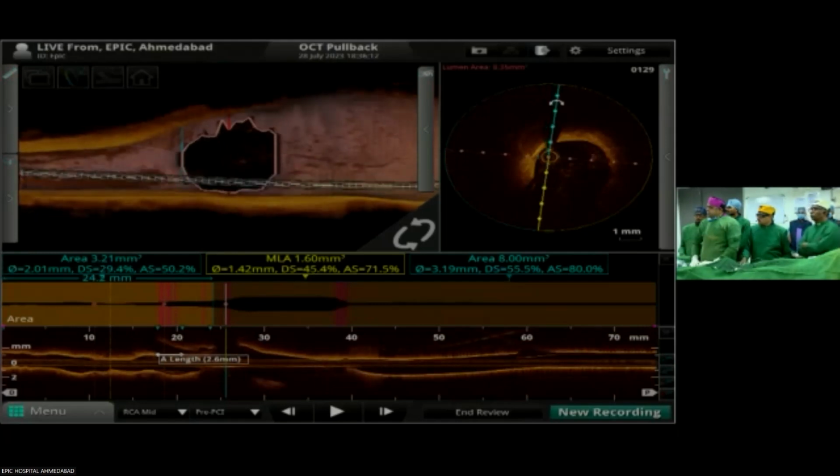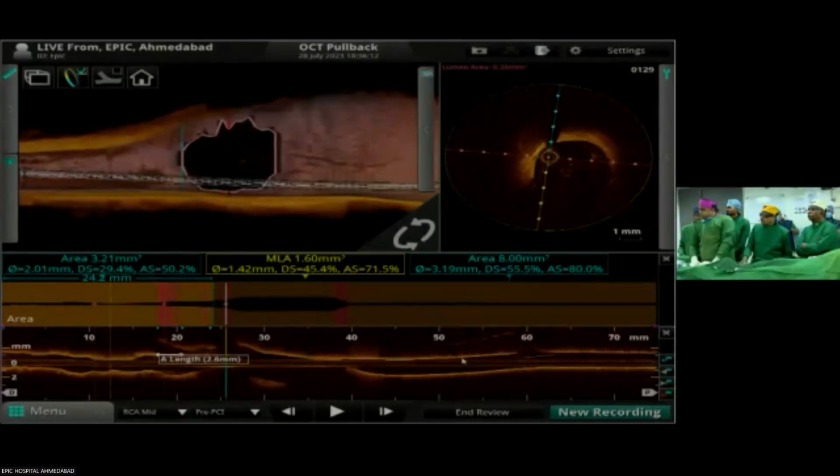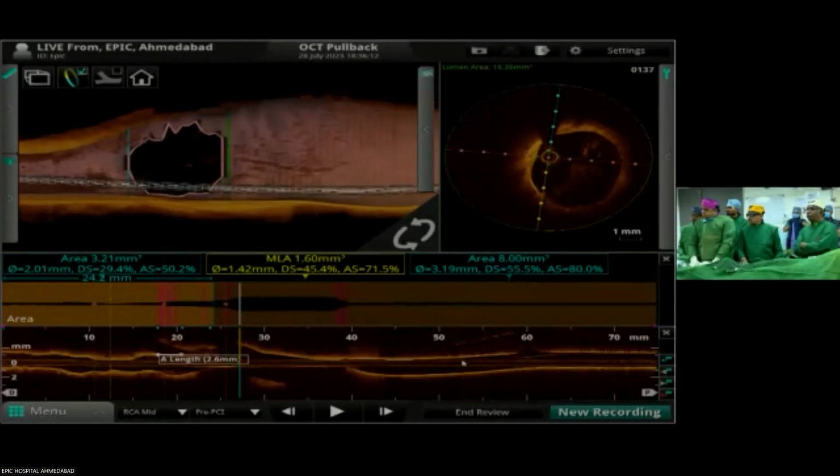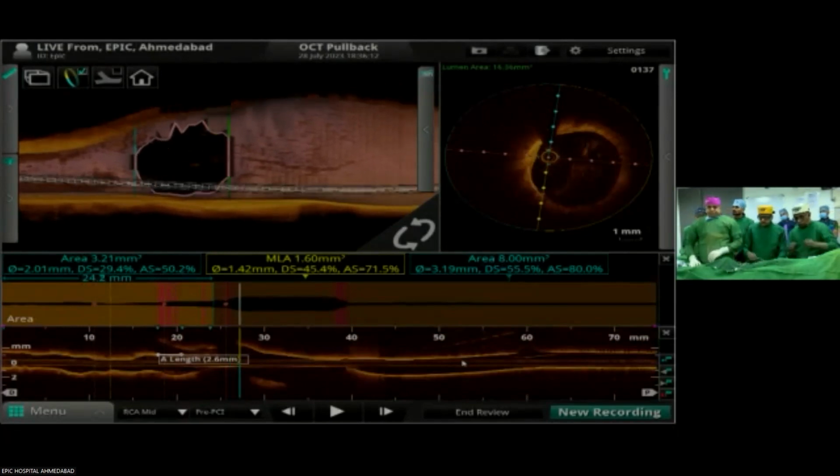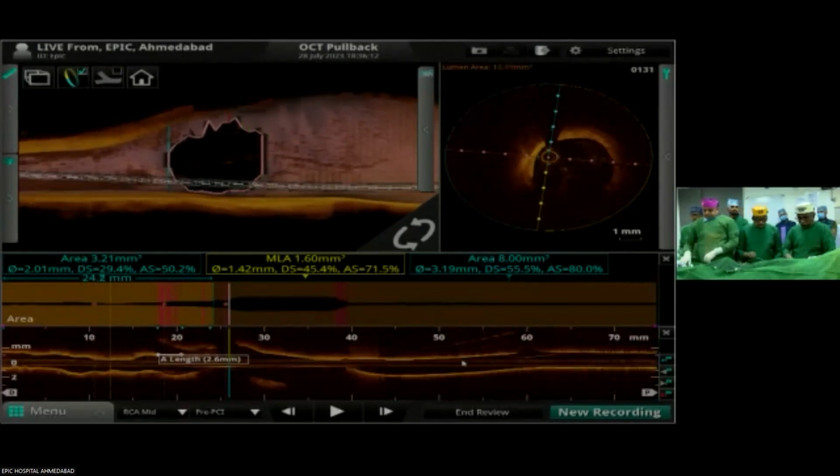Okay, so you want to nail the ostium. Yes, that is what we are planning. Okay, let's see. So we'll do cutting balloon. This is a 3x10 Wolverine. We are going to go with the cutting balloon first, and then we'll take an OCT run again, and then we'll assess what is to be done.